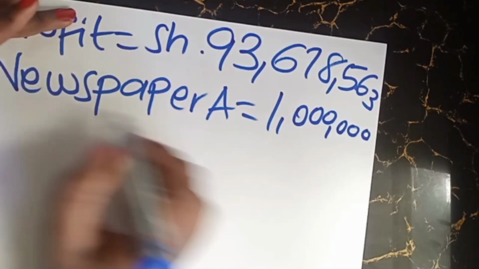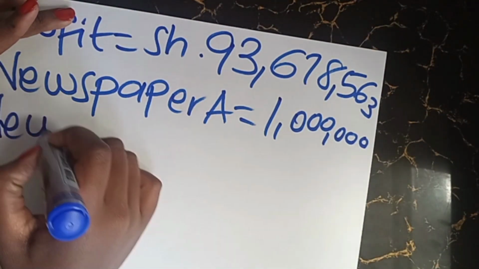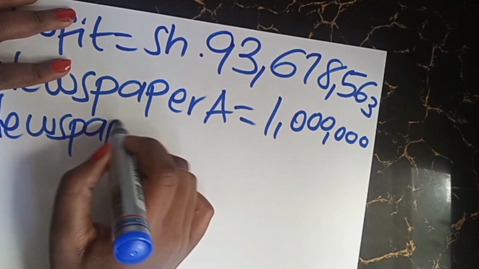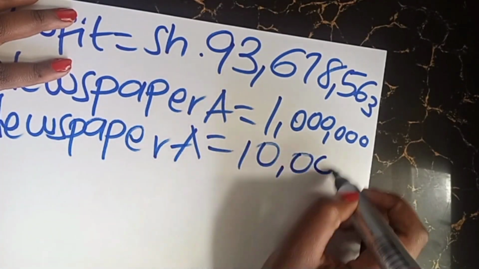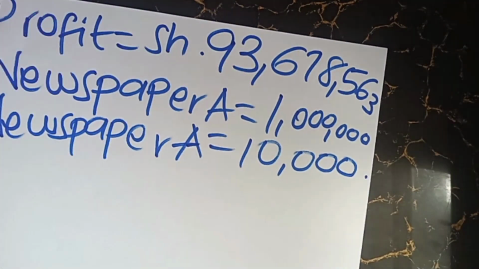And newspaper B rounded the profit to the nearest 10,000. Okay, that is what we have been told. So we'll start with newspaper A. They rounded it off to the nearest 1 million.